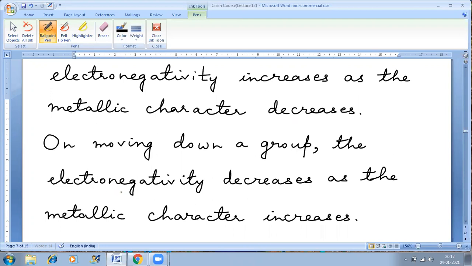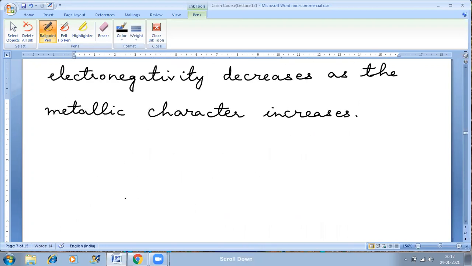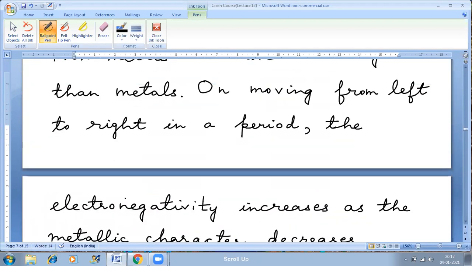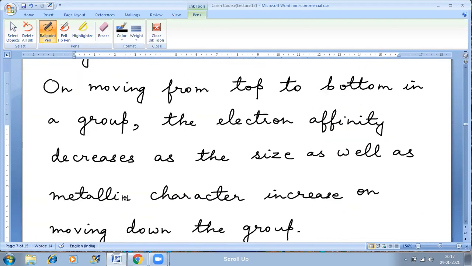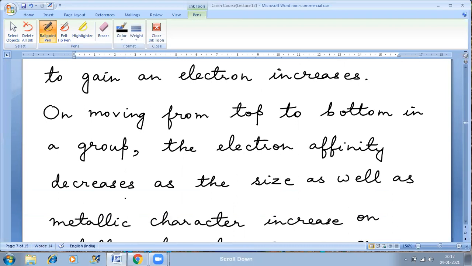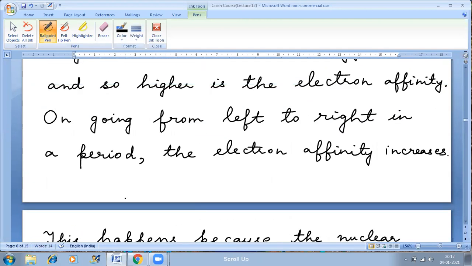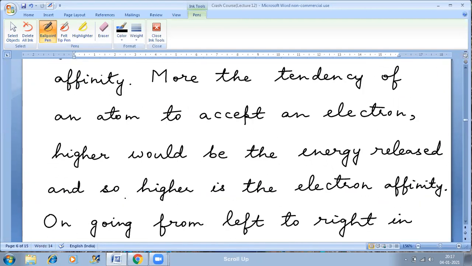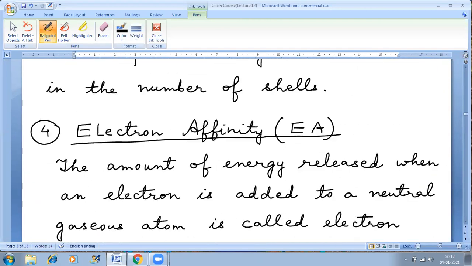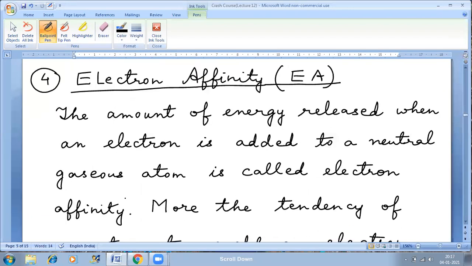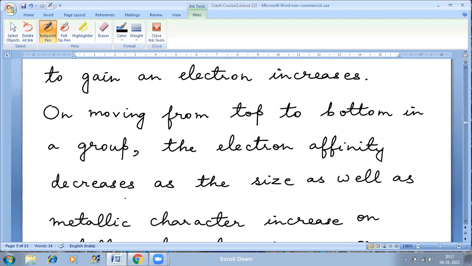Now, these are the general trends. In the exam, if they ask you to write short notes on trend, then you have to follow these that I have written. They may ask you to write about trend in electronegativity, or trend in electron affinity.